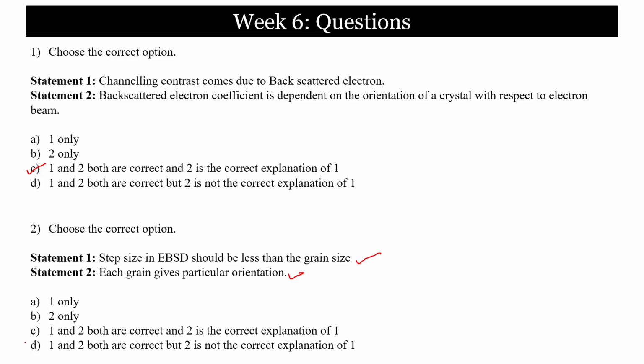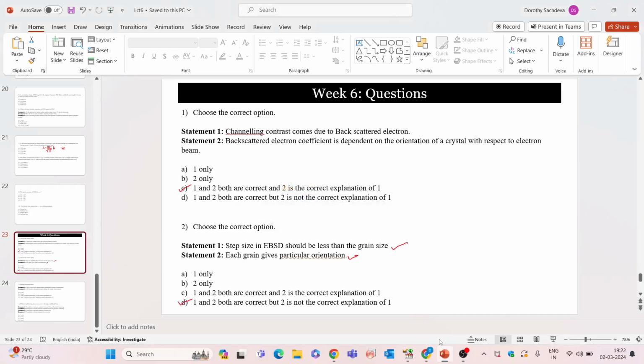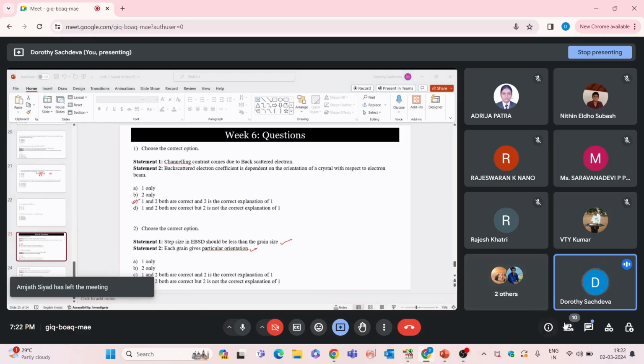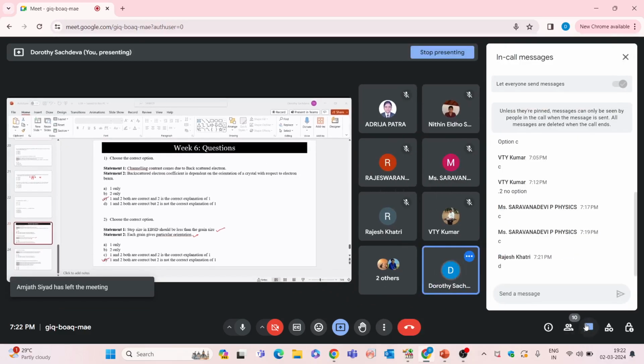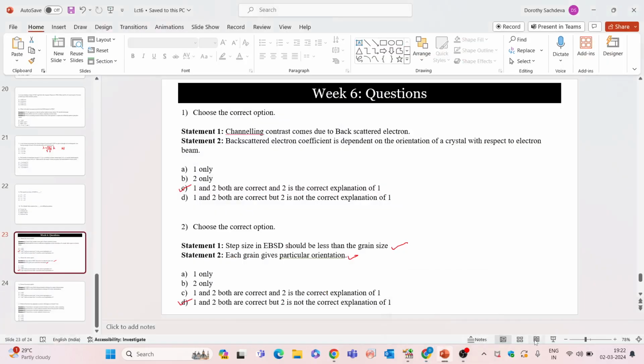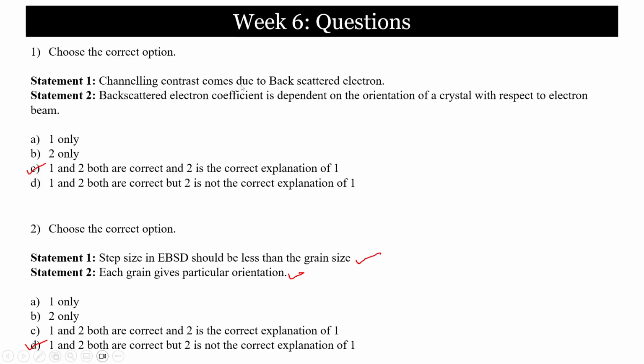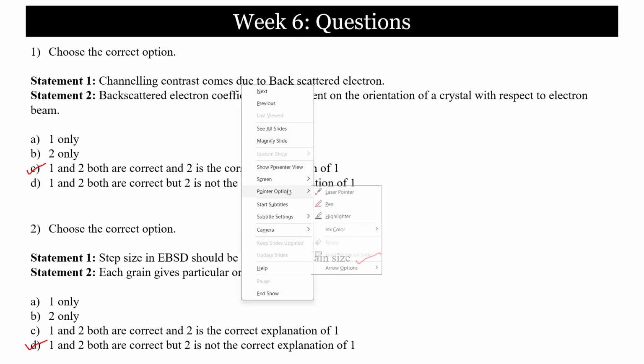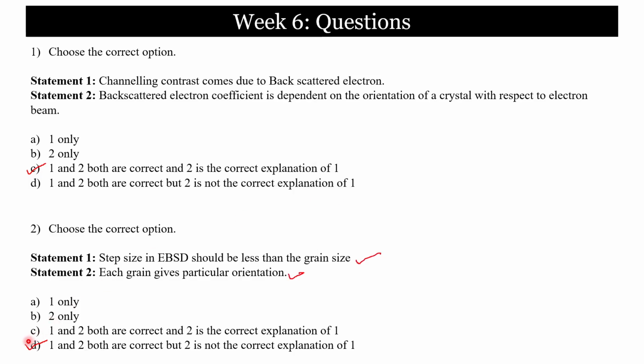Yeah. So here option D is the correct answer, which says both statement 1 and statement 2 are correct, but not the correct explanation of statement 1. Someone has mentioned, let me check. Yes, Rajesh also says option D. You all are very much correct. I guess you understand now about the EBSD and everything.